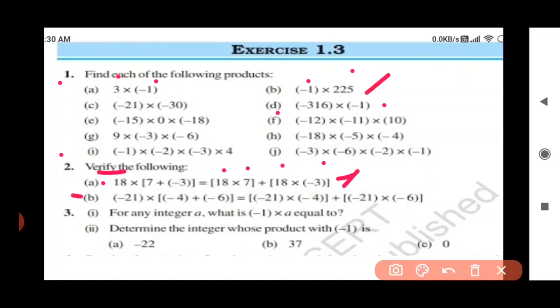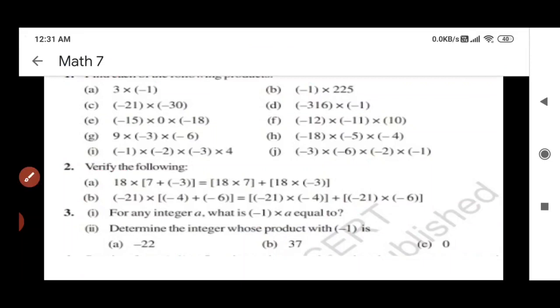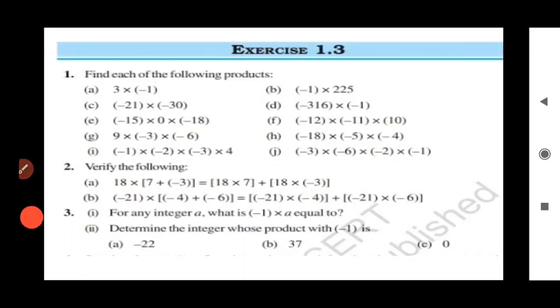Sum number 3, subdivision 1. For any integer a, what is minus 1 into a equal to? Minus 1 into a equals minus a. Question number 2. Determine the integer whose product with minus 1 is option A: minus 1 into minus 22 equals 22, and minus 1 into 37 equals minus 37. Likewise, solve sum number C.